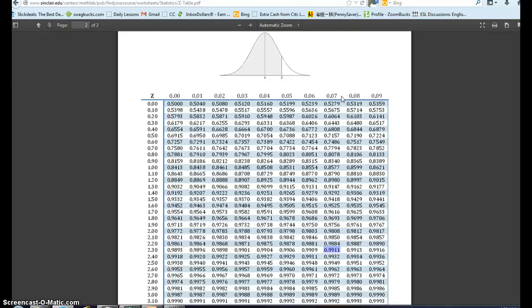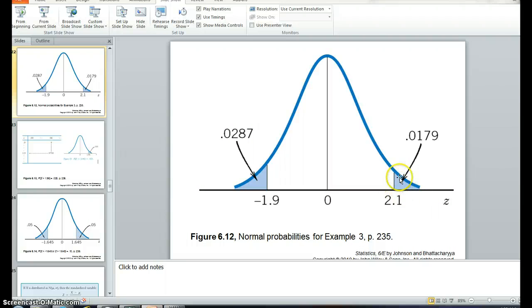And 6.14, it's looking for the area to the right side, under the curve, to the right side of a number. So if I want to find out the probability of capital letter Z greater than or equal to 2.1, so let me write down here. We get rid of this.